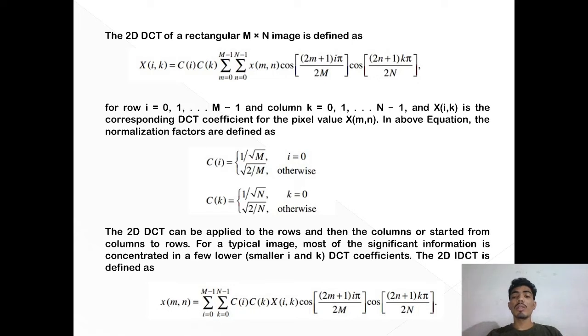The 2D IDCT, that is the inverse DCT, is defined as x(m,n) equal to summation from i equal to 0 to M minus 1, and k equal to 0 to N minus 1, C(i) C(k) X(i,k) cos((2m+1)i pi/2M) cos((2n+1)k pi/2N).